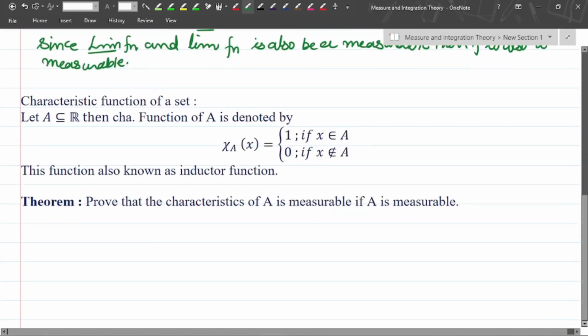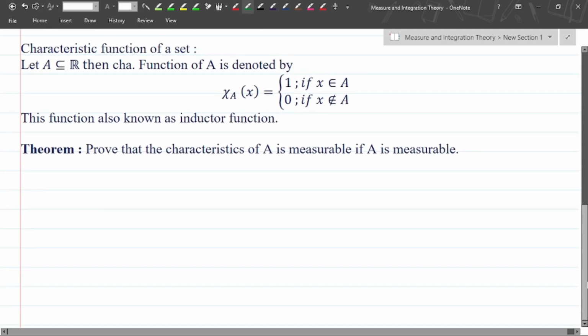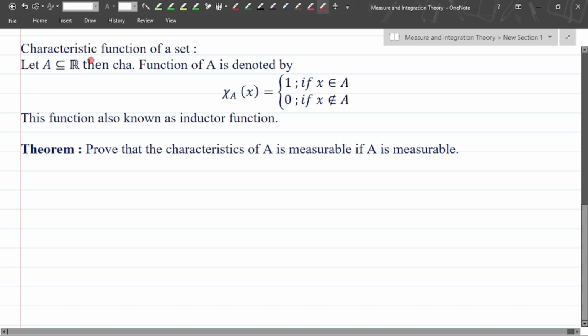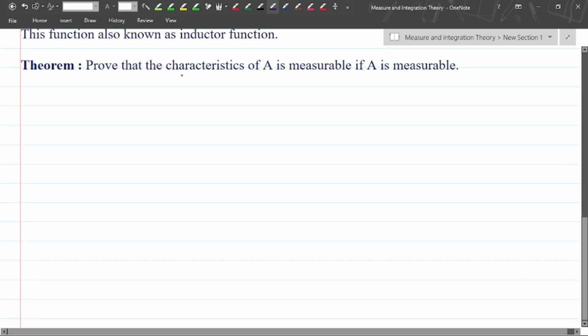Now we have the definition of the characteristic function. Let A be a subset of the real numbers, and the characteristic function of A is denoted by chi_A. It is defined as 1 if x belongs to A, and 0 if x does not belong to A. It is also known as the indicator function. A theorem related to this: prove that the characteristic function of A is measurable if A is measurable.